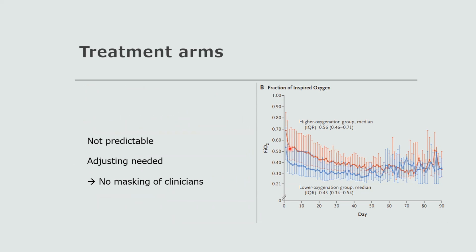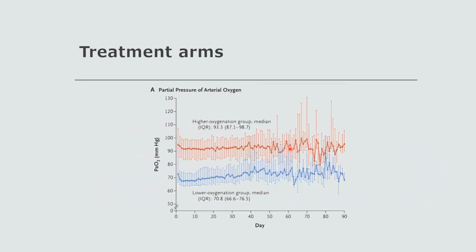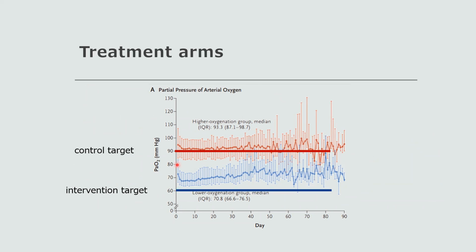And now we can see if they did a good job in adhering to this, to doing their job. Here I just highlighted the aimed targets. For the intervention it was 60, for the control it was 90. So the lower oxygenation target is a bit above what they aimed for, but I think still they did a decent job, because you can see a difference between the two groups. It's getting a bit washed out in the end, but I think that's also because not a lot of patients stay on mechanical ventilation for a long time.